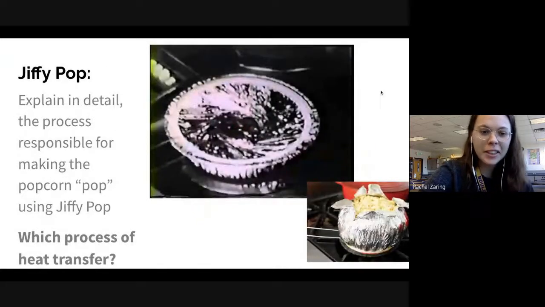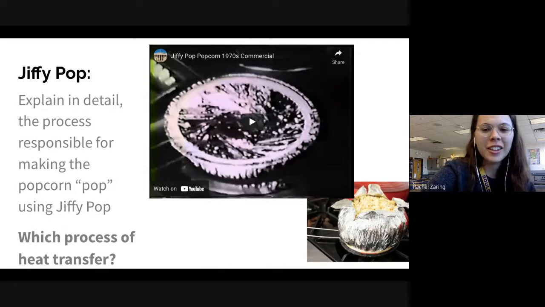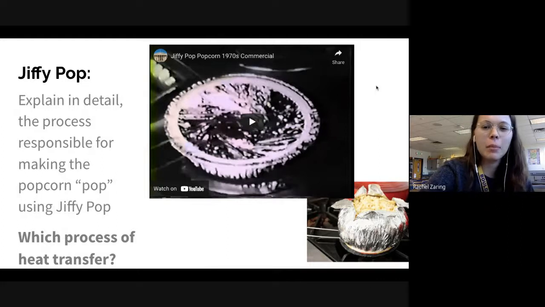Okay, our second method is a very old method of cooking popcorn. It is the method of Jiffy Pop. And if you've ever used one of these, it's super fun. They're also really great to take camping.